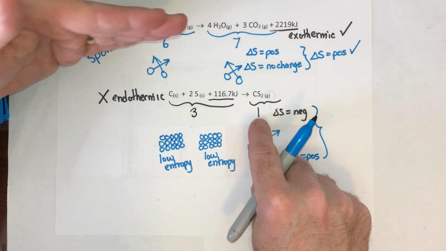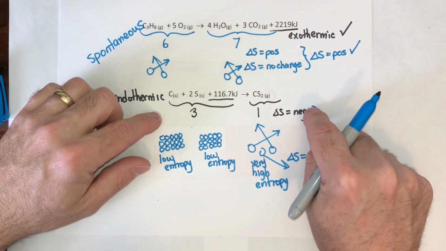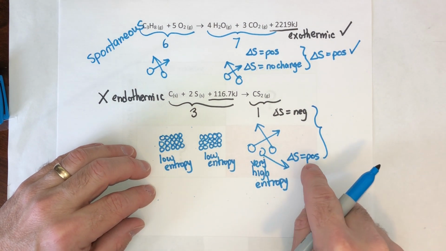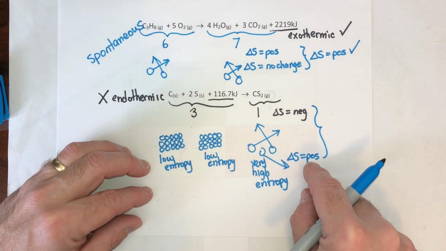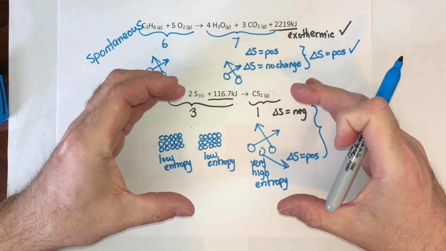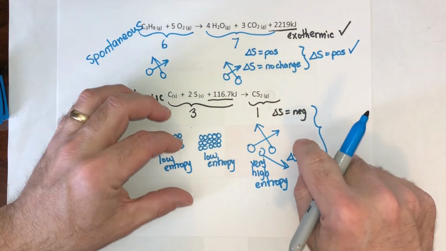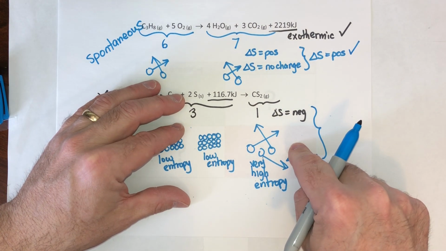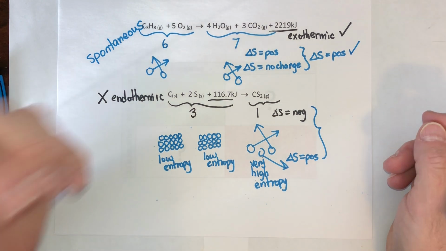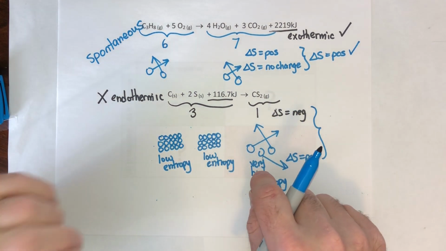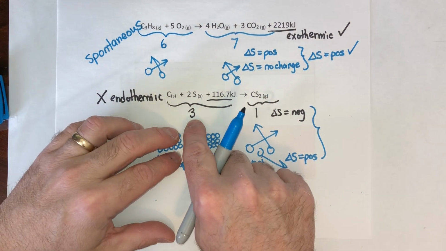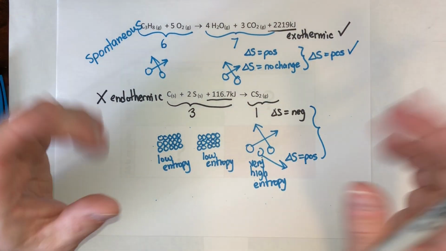Number-wise, right, going from 3 down to 1 tells me my disorder gets smaller. But going from a solid to a gas tells me my disorder gets bigger. So these 2 effects are working against each other. So if I want to know overall, is this going to be a positive or negative entropy change, you got to decide which one dominates. Now, if I'm changing from 3 to 1, that's like having a sock drawer. Let's say you got a sock drawer and you got 3 odd socks versus a sock drawer with 1 odd sock.